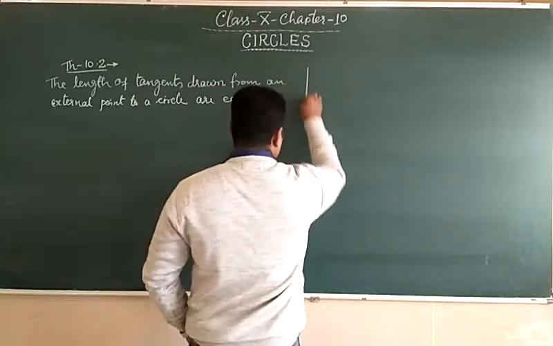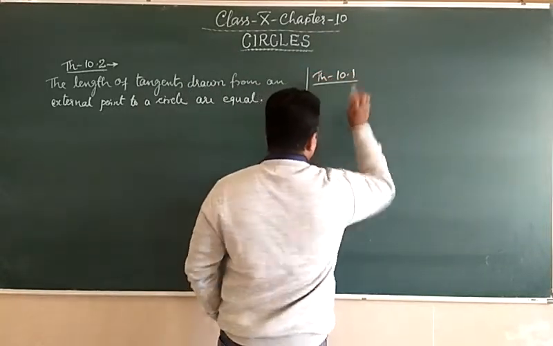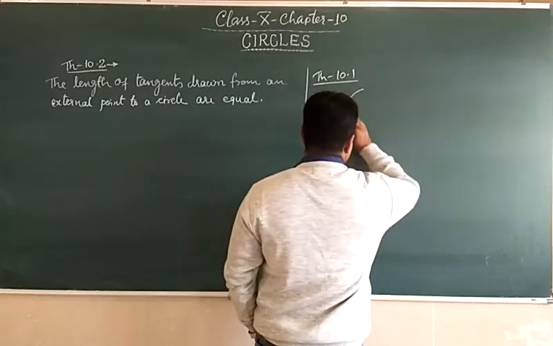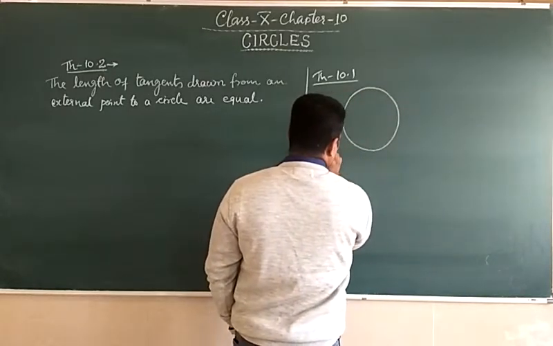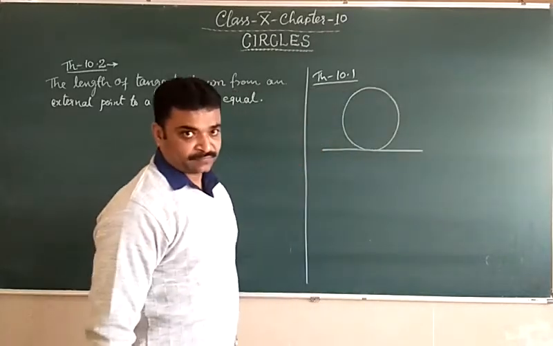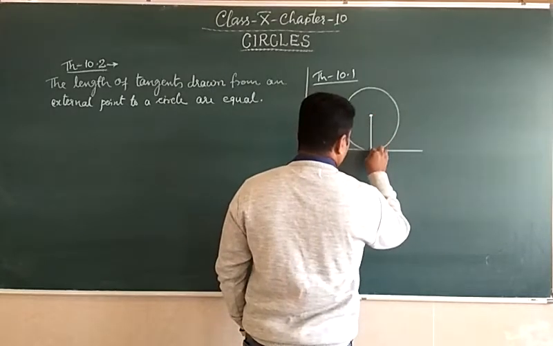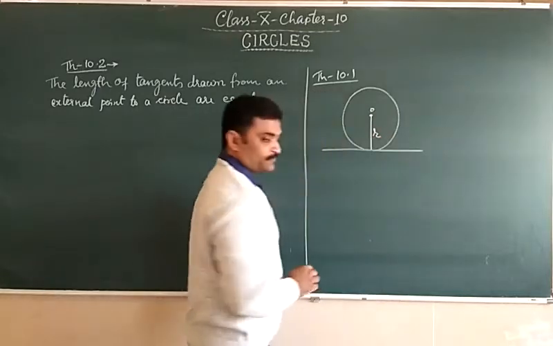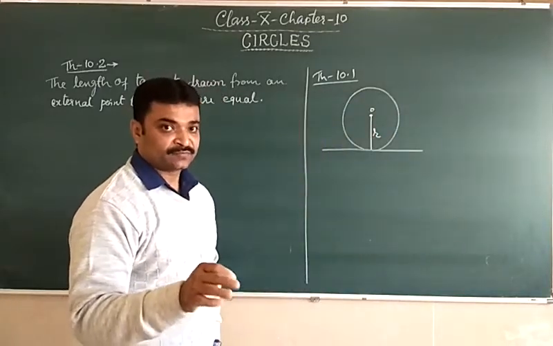And theorem number 10.1 says that if a tangent is drawn at any point of the circle, then it will be perpendicular to the radius through the point of contact.